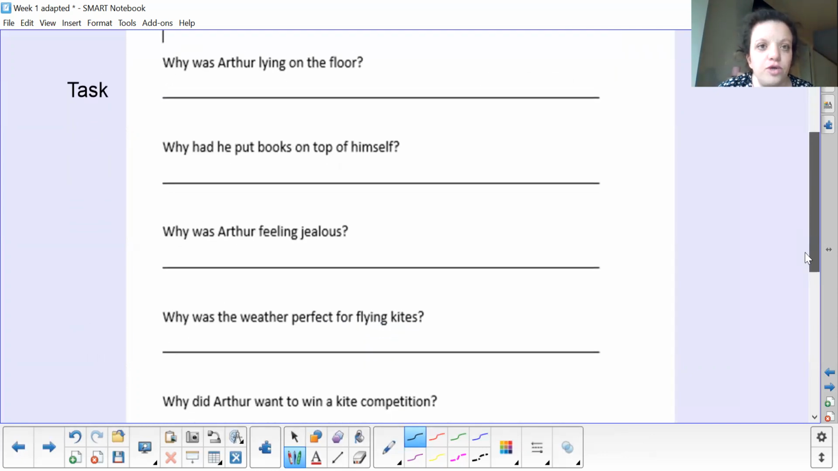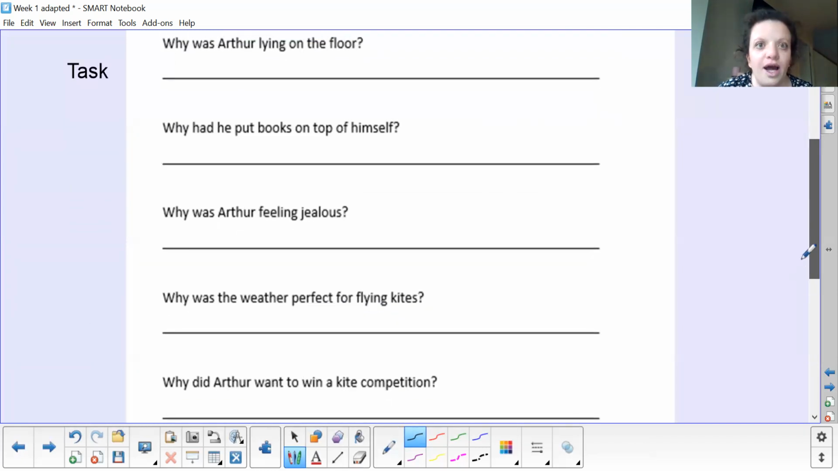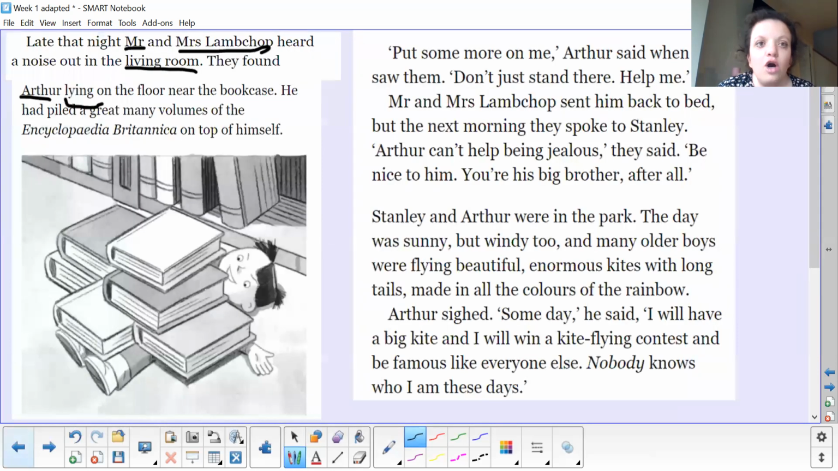Okay, now you have got 5 why questions to answer, where you need to give me reasons. You need to look through to find the key words. Then you need to go back in the text and find out what the why answer was. So let's do the first one. Why was Arthur lying on the floor? What are my key words? Okay, right, underline them. And then let's have a little look in the text. Why was he lying on the floor? What would happen that made him have to lie on the floor? Pause and write your answer.